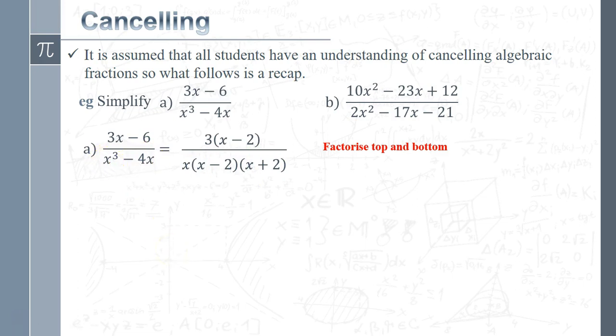And then once we've done the factorising, all we've got to do is look for common factors top and bottom and do the cancelling. So there we go, the x minus 2's cancel, and we're left with 3 over x bracket x plus 2.